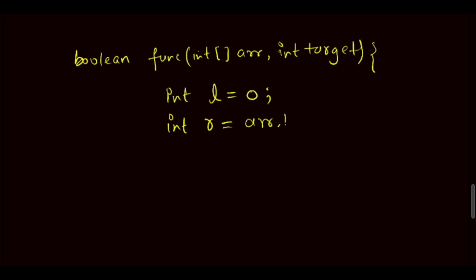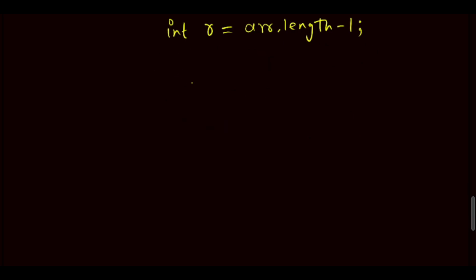and the other one is R, which I will put at array.length minus 1, which is the last index of the array. Now I'm going to do some operation. So L is here and R is here.